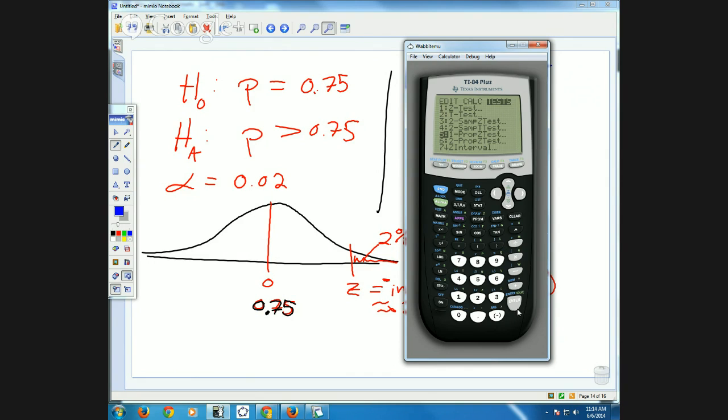One prop Z test, right? Yeah, that looks right. 0.75. Oh, 5. I typed 5. Crap. 55. All right, that'll be better. There we go. So about 2.25. And my p-value is about 1.2%. That's relatively little. Does it fall below my significance level? What was my significance level? 2%? Yeah, and that's less than 2%.